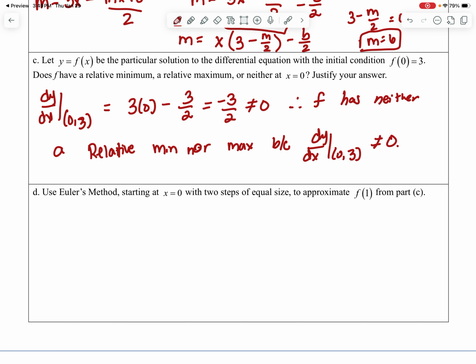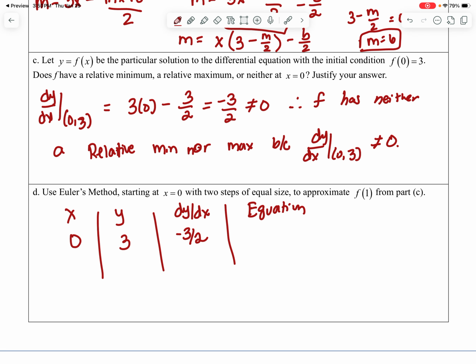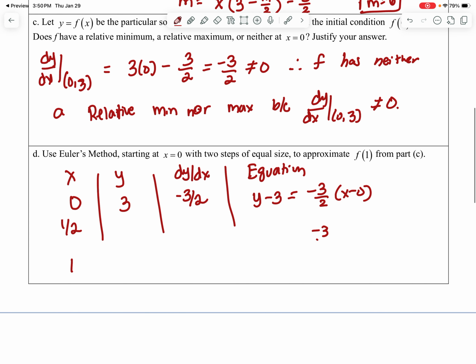And then D is just an Euler's method. We should be pretty comfortable with that, since that should be fresh in our brain. 0, 3, our derivative we saw earlier from part C was negative 3 over 2. So that meant y minus 3, and negative 3 over 2, x minus 0. We have two subsizes, so we are going to plug in 1/2. So negative 3 halves, 1/2 plus 3, negative 3/4 plus 3, which then gives us 9/4.